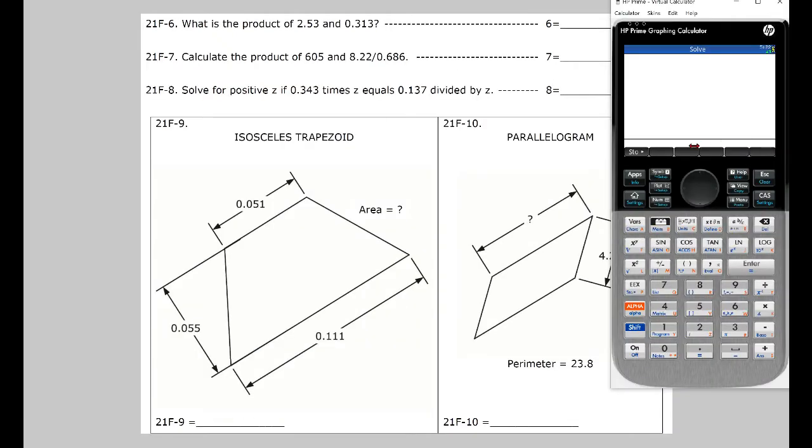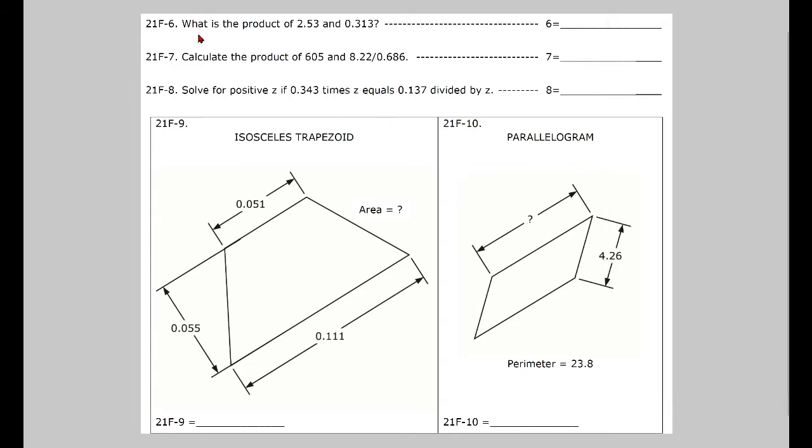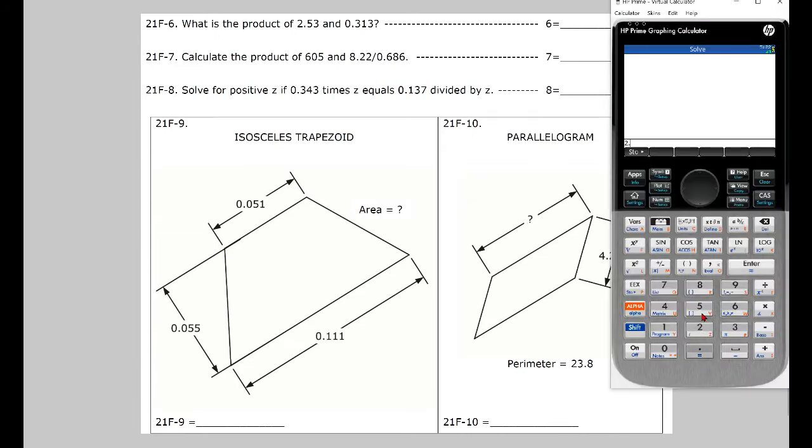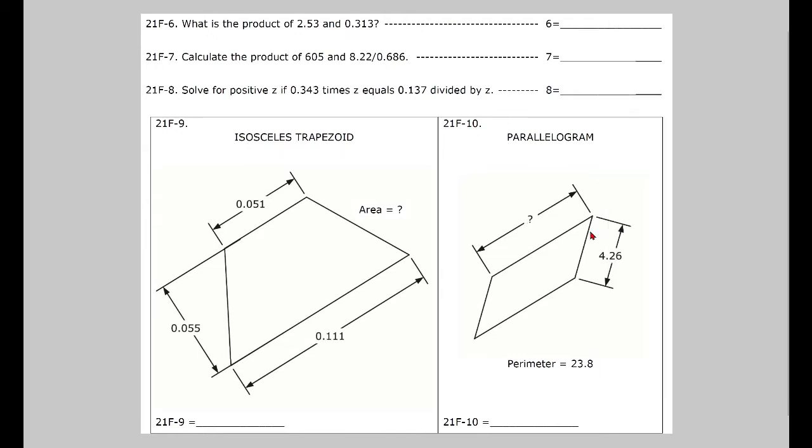All right, so diving into this set of questions, first thing we have is what is the product of 2.53 and 0.313? All we got to do is just 2.53 times 0.313, and our resultant answer would be 0.792, rounding up. So 0.792 is the answer to 6.